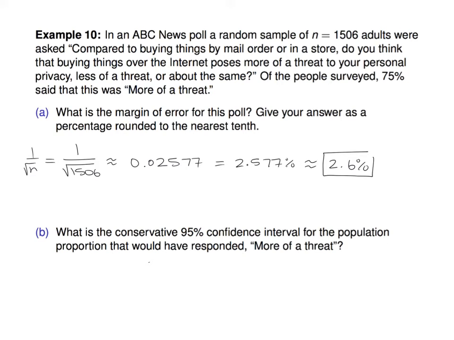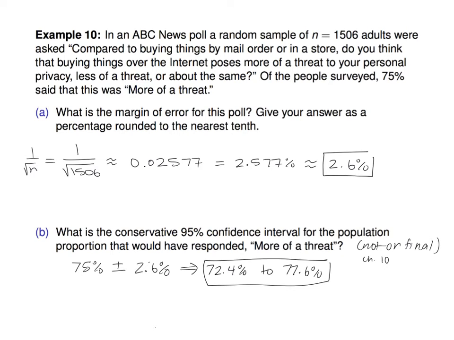And we use this margin of error to get a conservative 95% confidence interval. And this was given by your proportion, which was 75% plus or minus this margin of error. This will probably not be on the final because I'll have you find a confidence interval using the more refined methods you learned in chapter 10. But this was the basic idea we started with. And this gave us a confidence interval of 72.4% to 77.6%. This interval being conservative just means that it's wider than the interval you're going to get using the methods of chapter 10.